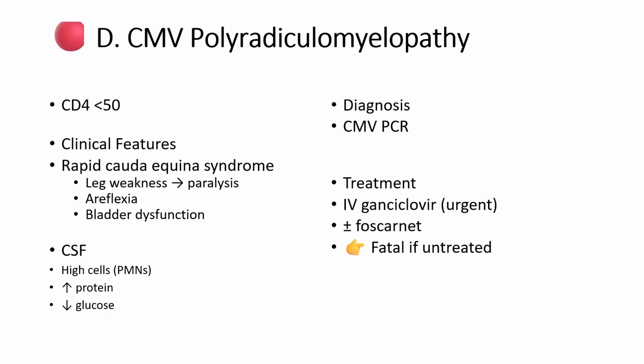CMV polyradiculomyelopathy occurs in CD4 count less than 50, characterized by rapid cauda equina syndrome, that is leg weakness followed by paralysis, areflexia, bladder dysfunction. CSF shows increased cells, increased protein and reduced glucose. Diagnosis is by CMV PCR. Treatment involves IV ganciclovir with or without foscarnet, usually fatal if untreated.